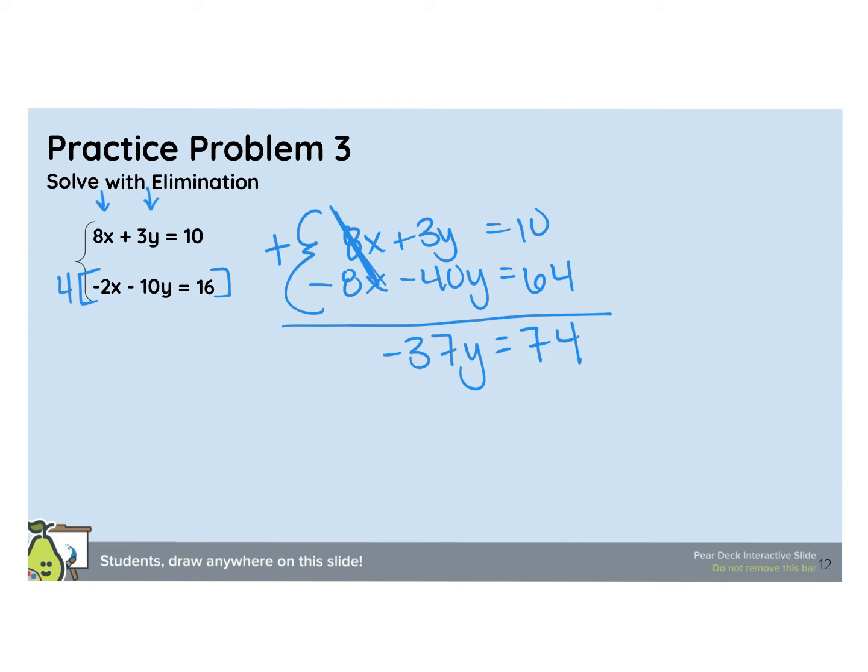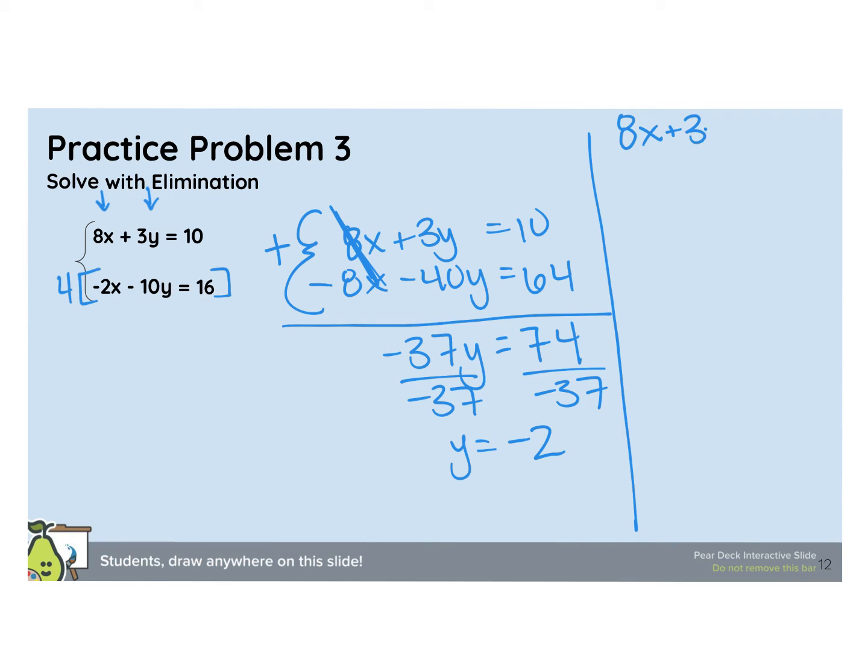74. That's going to be 2, huh? We're going to divide by negative 37. Goes into that twice, so it's negative 2. Which equation looks better? To me, I like the first one because everything is positive. So I'm going to use this one, but you can use the other one. It doesn't matter.